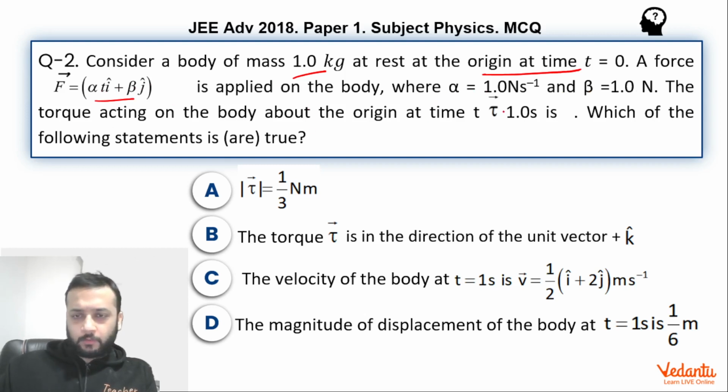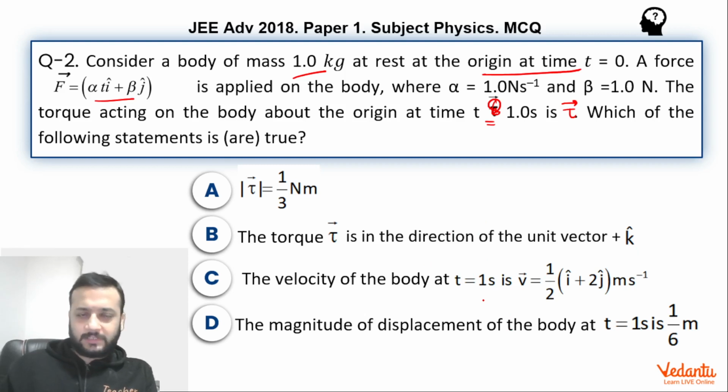So we have to talk about the torque acting on the body about the origin at time t. Torque at time t equals 1 second is tau. Which of the following statements is correct? Basically, we have to compute the magnitude of the torque at 1 second, talk about the direction of the torque, and compute the velocity and the displacement, all at 1 second.